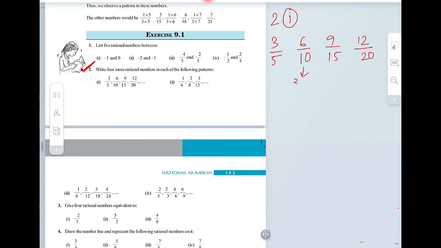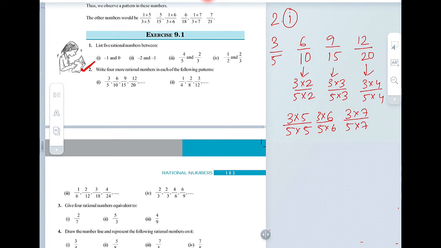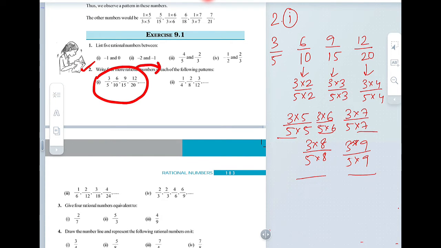It is becoming 3 into 2 by 5 into 2. It is becoming 3 into 3 by 5 into 3. It is becoming 3 into 4 by 5 into 4. So definitely the next will be 3 into 5 by 5 into 5. Next 3 into 6 by 5 into 6. Then 3 into 7 by 5 into 7, 3 into 8 by 5 into 8, 3 into 9 by 5 into 9. In this way we will find so many rational numbers just following this pattern.